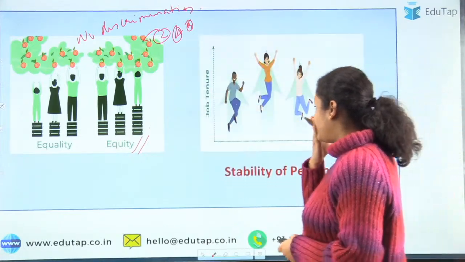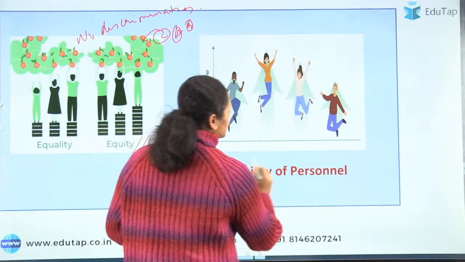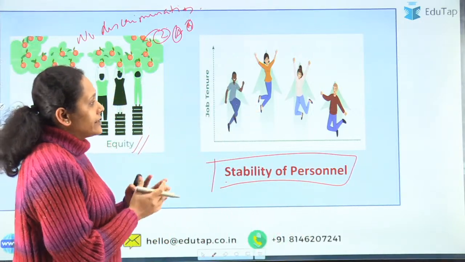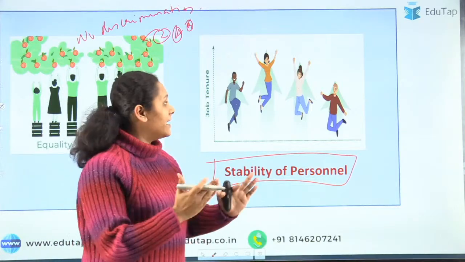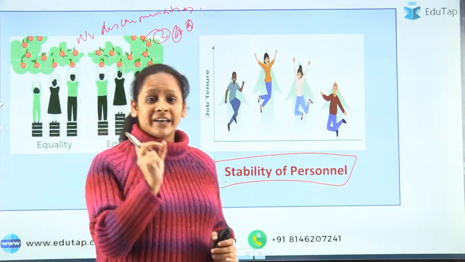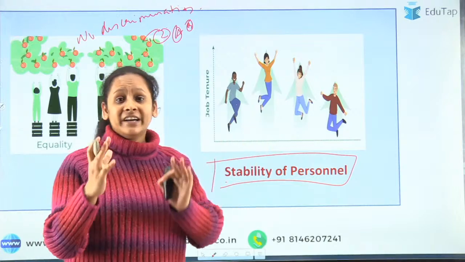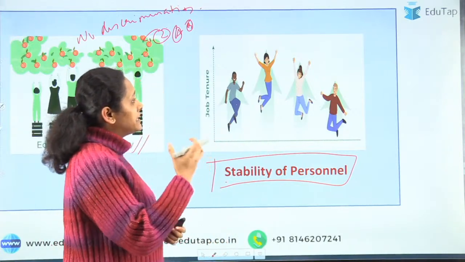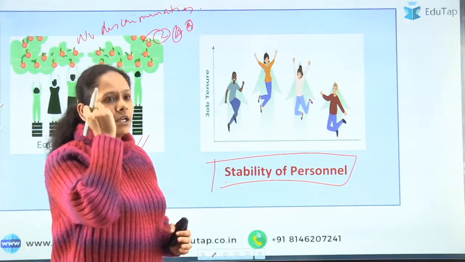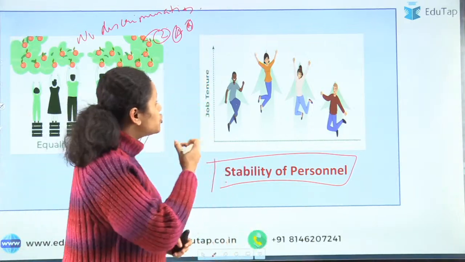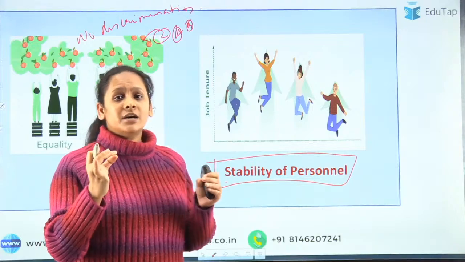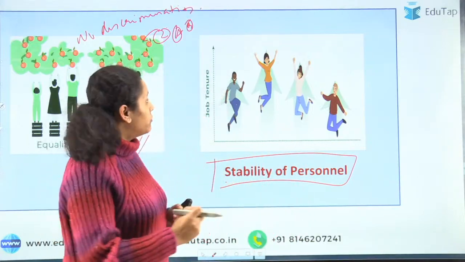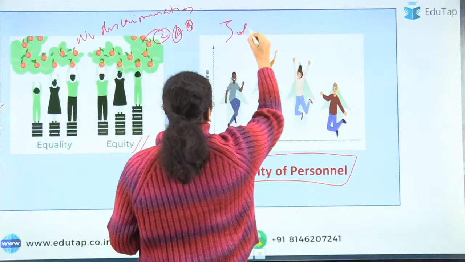The next principle is stability of the personnel. What do I mean by stability? Henry Fayol simply said that whenever an employee is hired within an organization, he should be there for a certain period of time. Think practically as well. When you join an organization, what is the first thing apart from perks which you personally want? You want job security. Okay?